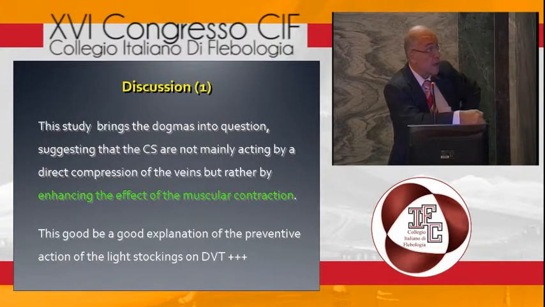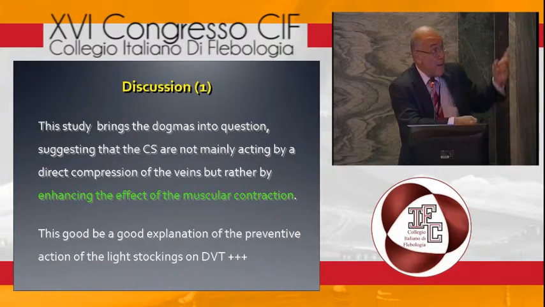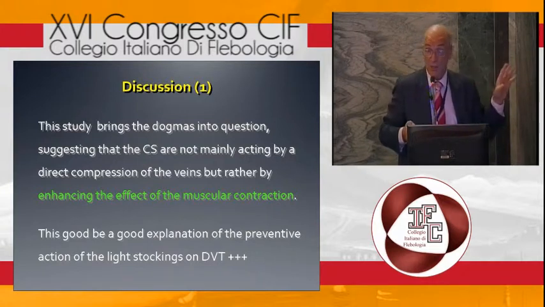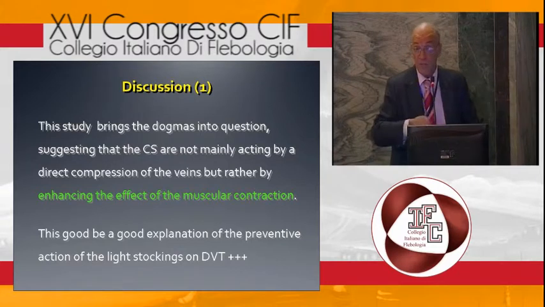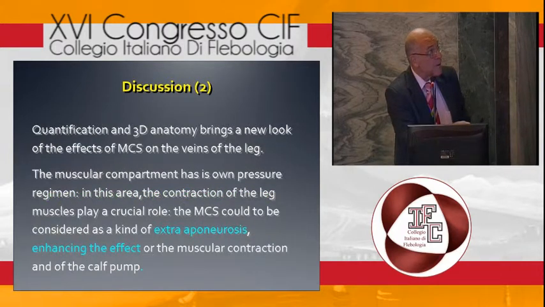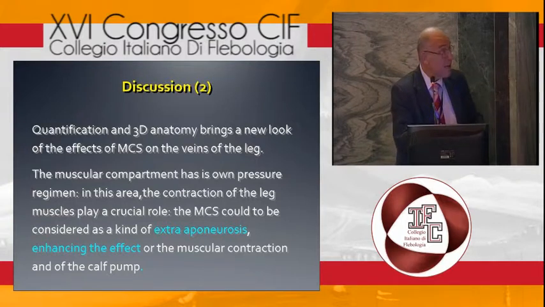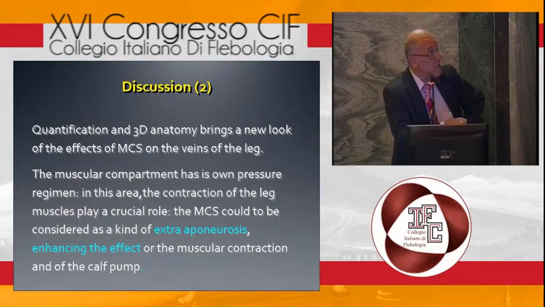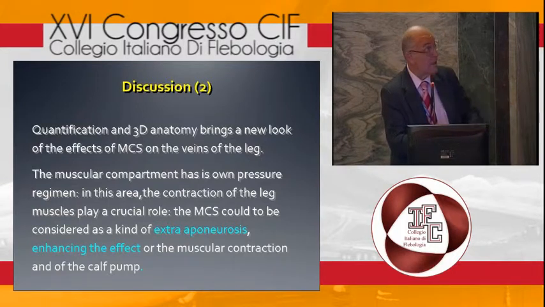And this is regarding this meeting about DVT: it is a good explanation that with light stockings, you could have a preventive effect of DVT and, of course, a therapeutic effect on DVT. So, what is the explanation of that? Probably the muscular compartment, which has its own pressure, is important, and probably the medical compression stocking could be considered as a kind of extra aponeurosis enhancing the effect I mentioned previously. And all this is confirmed by different studies showing that with short stretch bandages, because you have stiffer material, you have a higher effect on the pump function, which is the same as I showed you previously.